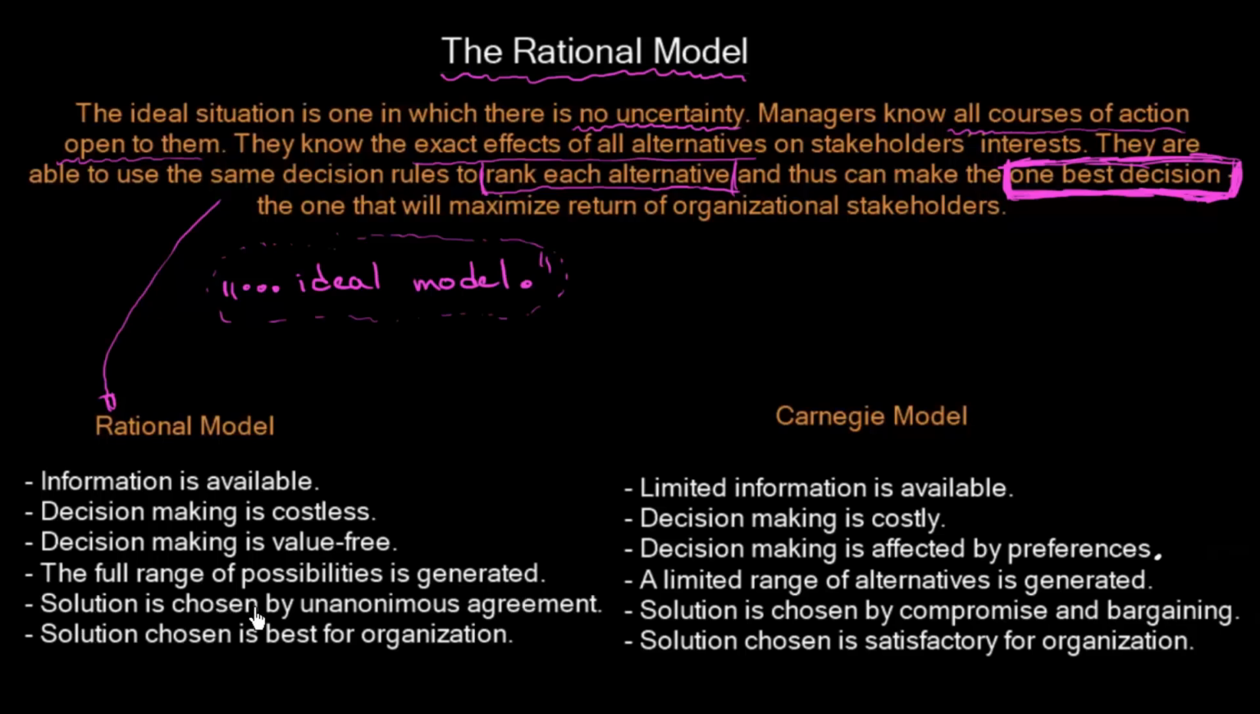Then the solution is chosen by unanimous agreement. This we have not touched yet. Imagine that there is a group of managers who are making a decision. Unanimous agreement would mean that they all agree on the one best solution. Of course, there are always going to be at least certain disputes about any kind of decision that is being made. And finally, the solution is best for the organization. We said that this is a very strong statement, and in reality, we never really can make the best decision. We can just try to get as close to it as possible. And as I said, in the upcoming video, we are going to compare this idealistic rational model with the more reality-based Carnegie model.